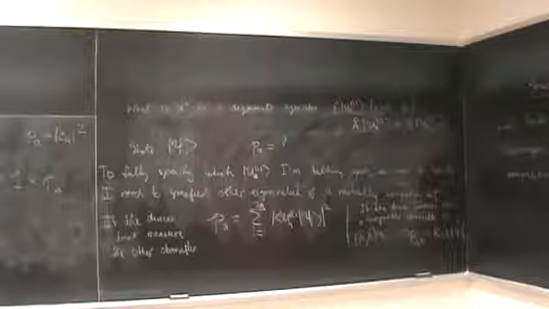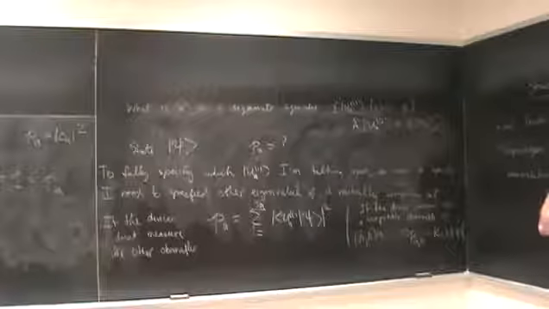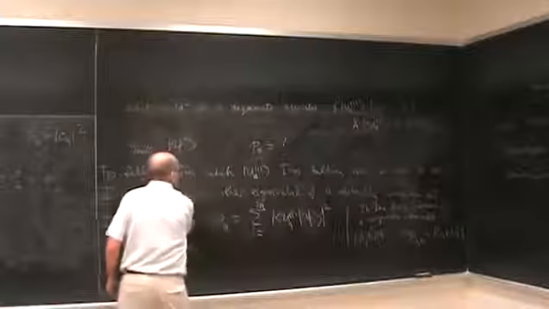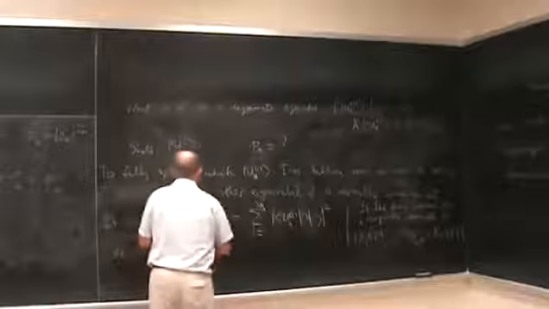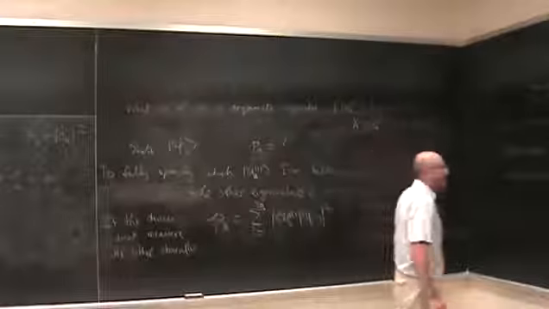To fully specify which eigenvector I'm talking about, we need to specify the other eigenvalues of a mutually commutative set.